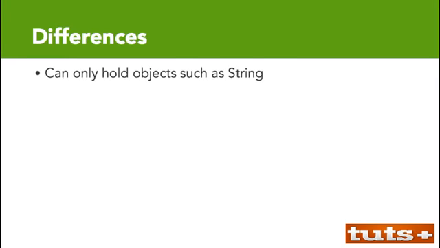The last type of arrays that we're going to talk about is an array list. There are several important differences between an array list and an array. An array list can only hold objects, such as strings. When using an array list, you can increase and decrease the size dynamically.